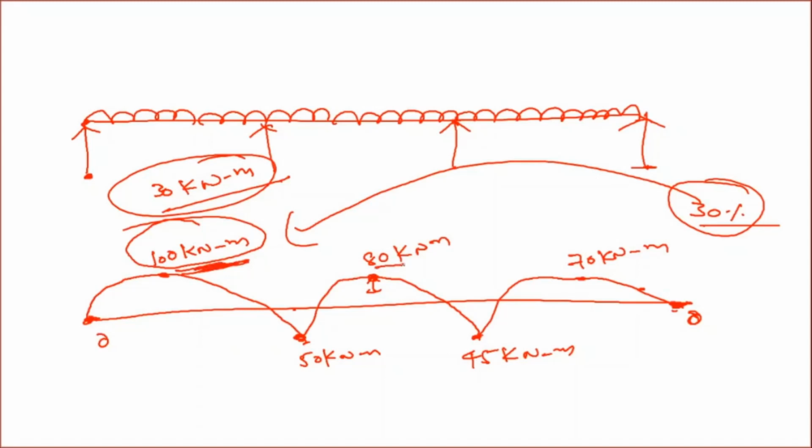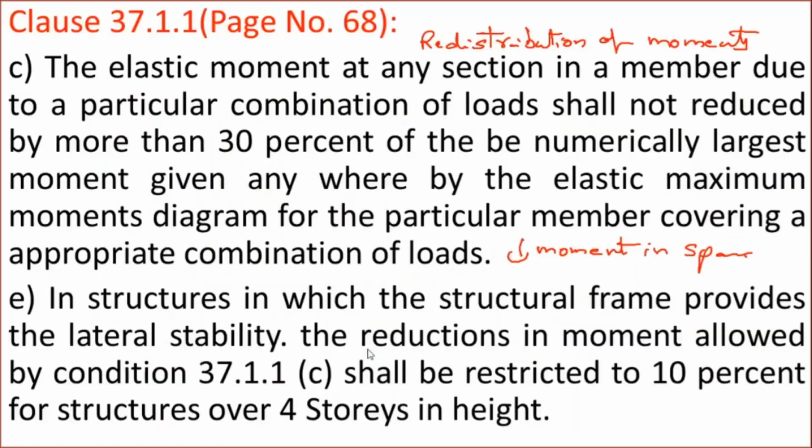So that means here if it is 80 kilonewton meter, by redistribution you can make it 50 kilonewton meter, but you should not make it less than 50 kilonewton meter. Similarly here it is 50 kilonewton meter, you can reduce it to a maximum of 20 kilonewton meter, but you cannot make a value less than that. Again I am saying, whatever the elastic moment at any section is, that can be reduced by a maximum of 30% of the numerically largest bending moment anywhere.